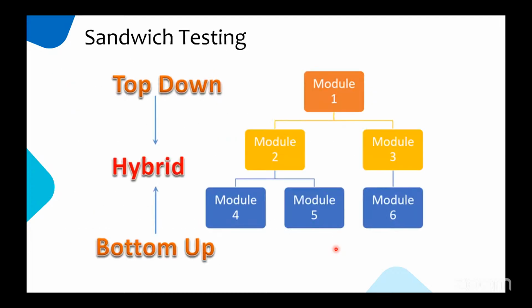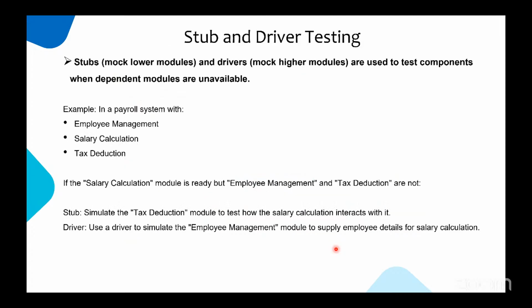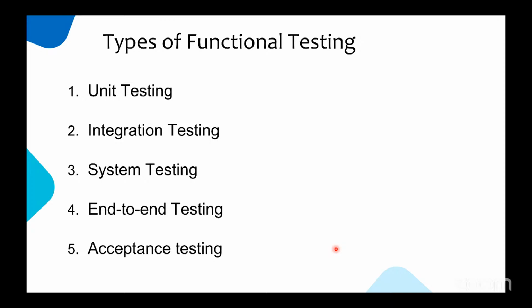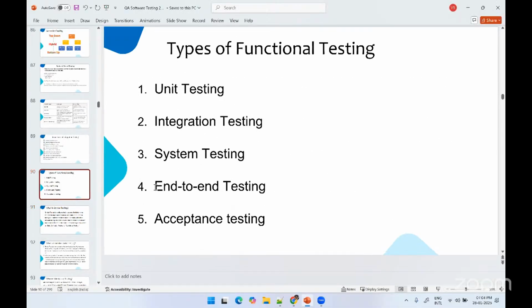To solve this problem, we can combine both top down and bottom up, which is called the hybrid model, and in that we have stubs and drivers. All the advantages and disadvantages we have already discussed. Today we are going to learn system testing and user acceptance testing. In system testing itself, we will do the end-to-end testing.